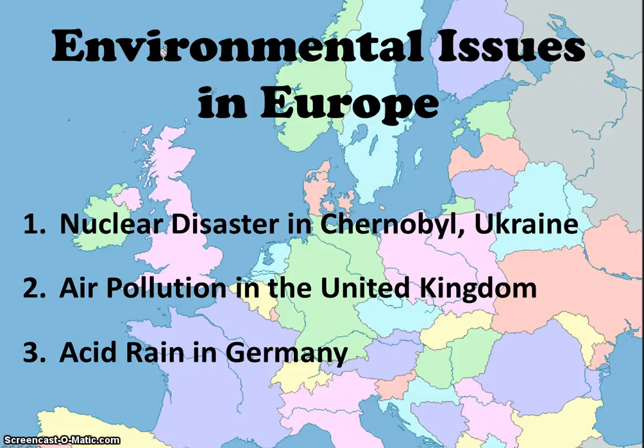Today we're going to talk about environmental issues in Europe. The first environmental issue we're going to focus on is the nuclear disaster that happened in Chernobyl, Ukraine. The second issue we'll focus on is air pollution that occurs mainly within the United Kingdom. Other areas, of course, have air pollution, but the United Kingdom has especially been affected by this environmental issue. The acid rain in Germany is the third issue which we will explore.